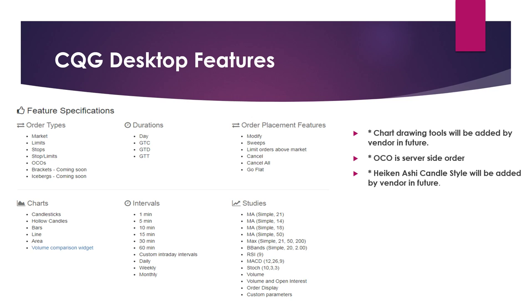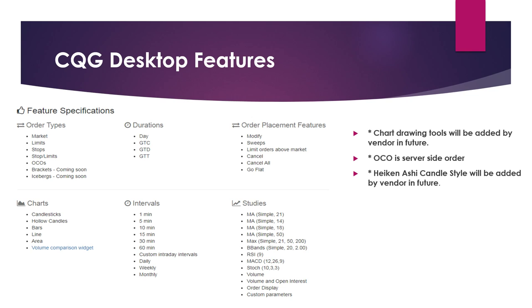And then for the intervals or time frames, we have 1 minute, 5 minutes, and so on, or daily, weekly, monthly, or you can customize intraday intervals. Meaning you can set your time frame preference in minutes. For example, you like 7 minutes, so you can make a chart based on 7-minute candles. You like 35 minutes, so you can make candles based on 35 minutes, custom made. So it's very convenient for those who are maybe using some kind of weird technique.